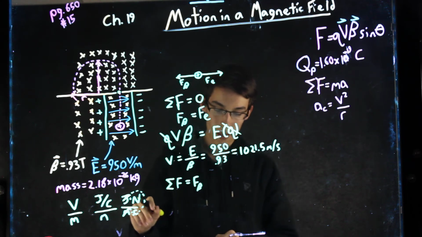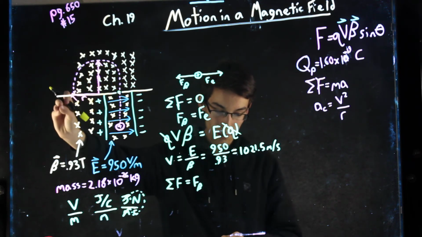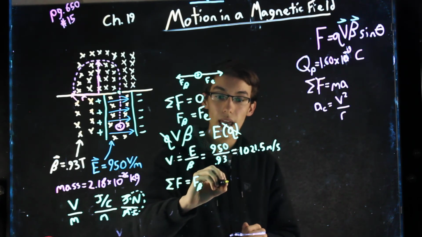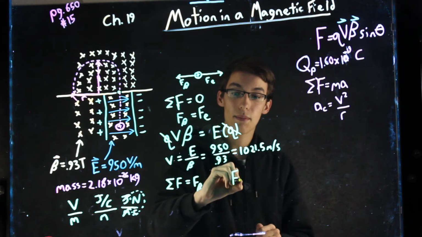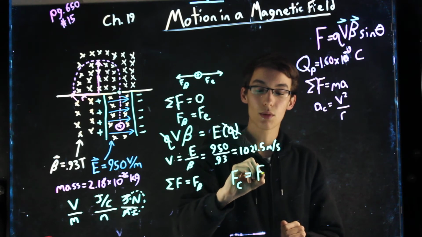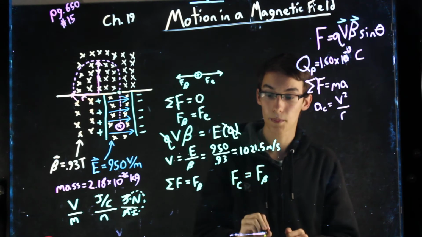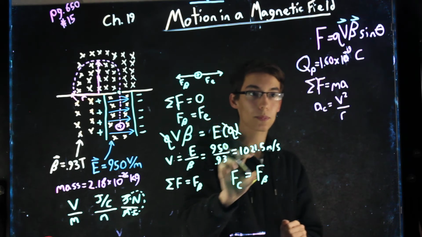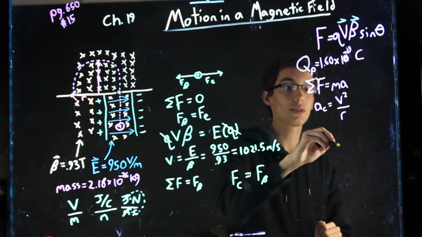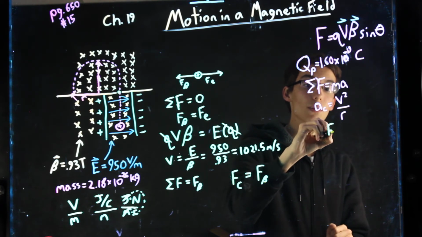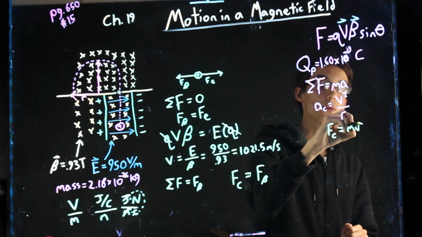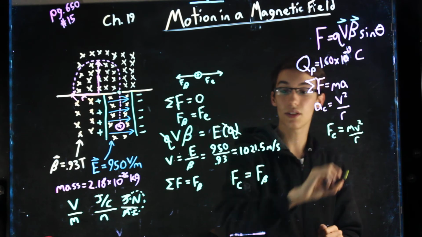And we also know that since it's moving in a circular path, it must be experiencing some kind of centripetal force. And this centripetal force is provided by the force of the magnetic field. So what we say is that the force centripetal is equal to the force from the magnetic field. Now, if force is equal to mass times acceleration, and you have to know that the centripetal acceleration is equal to v squared over r, then if we substitute centripetal acceleration in here, the centripetal force gets us mv squared over r. That's a good relationship to know.